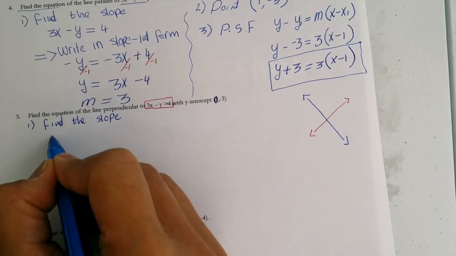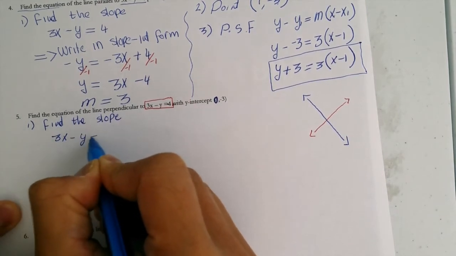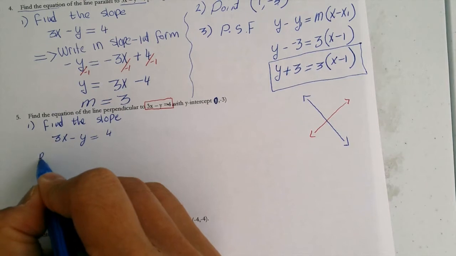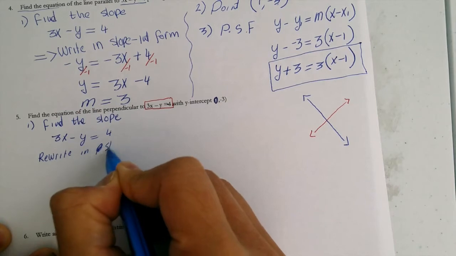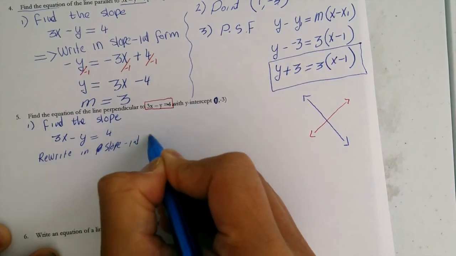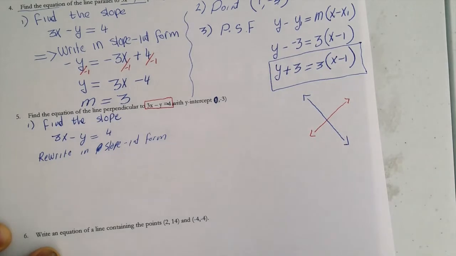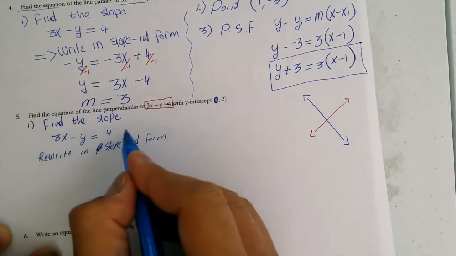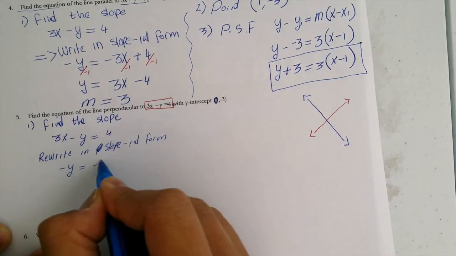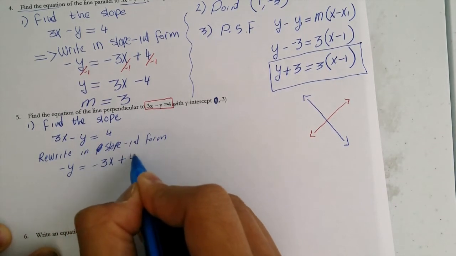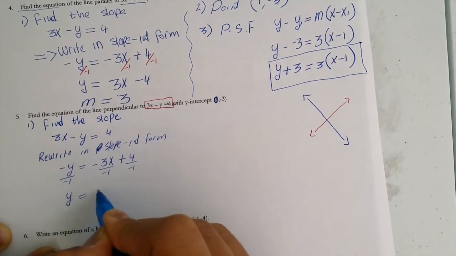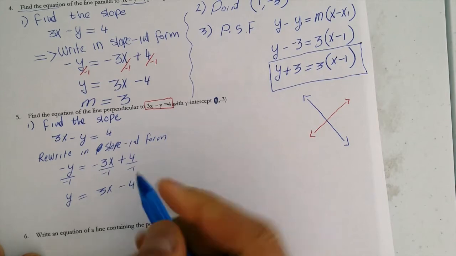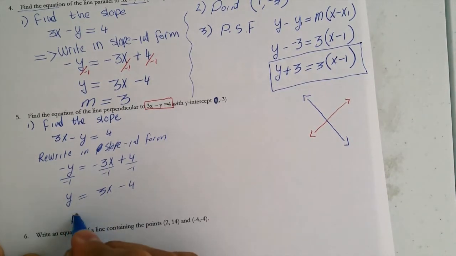We're going to go ahead and rewrite the equation in slope intercept form. Think of it as solving for y. So we need to subtract 3x from both sides. And then we divide both sides by -1 again. So y equals 3x minus 4. Okay, so the slope is 3/1.